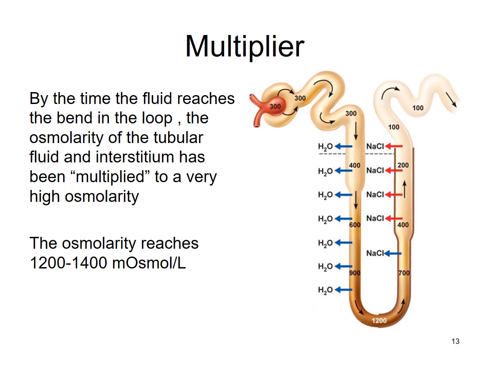By the time that the fluid reaches the bend in the loop, if you look at the bottom there, the osmolarity of both the tubular fluid and the interstitium has been multiplied to a very high osmolarity, which is going to reach about 1200 to 1400 milliosmoles per liter. And you can see that right there.